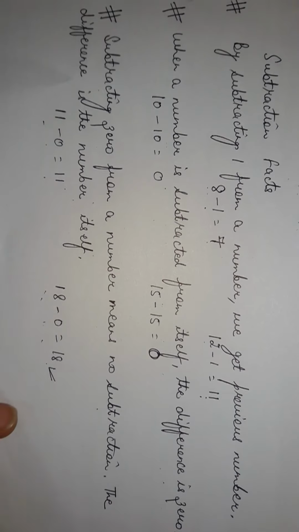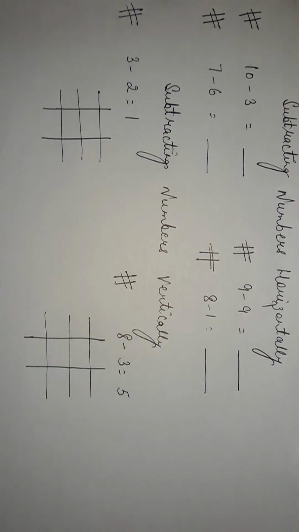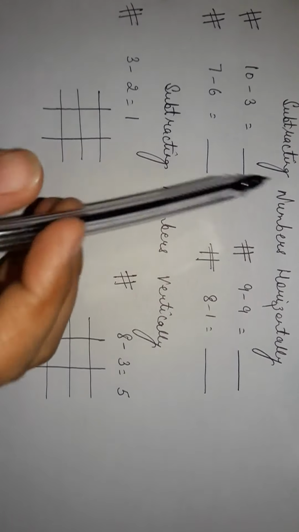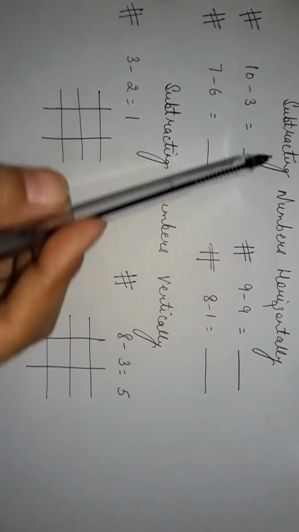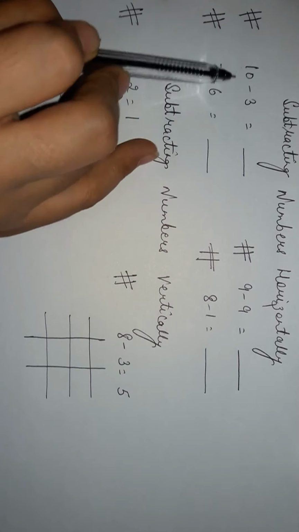Next is subtracting numbers horizontally. And we have one more topic, subtracting numbers vertically. First of all, we'll learn subtraction of the numbers in the horizontal way. This is horizontal, in which the numbers are written like this. So what we'll do, we'll subtract these numbers.